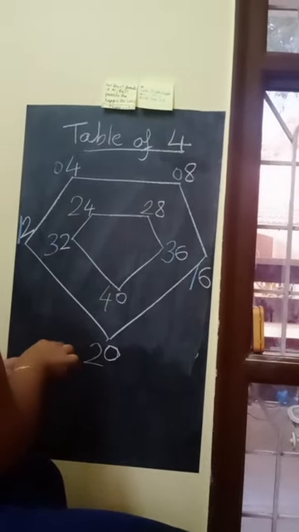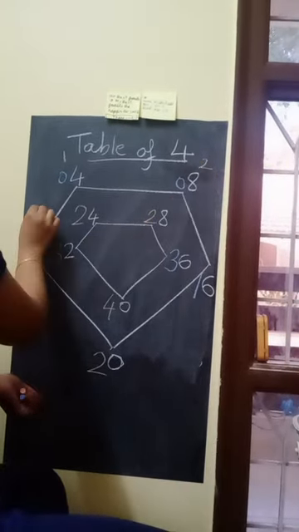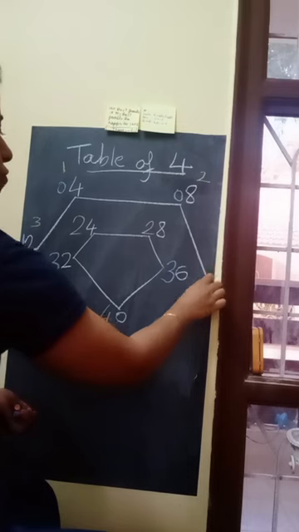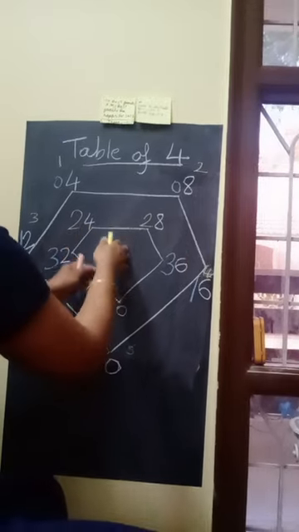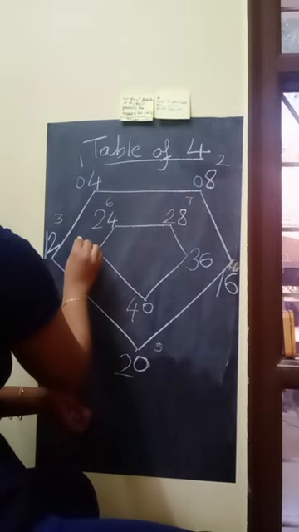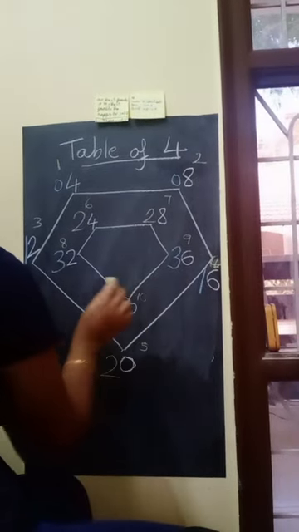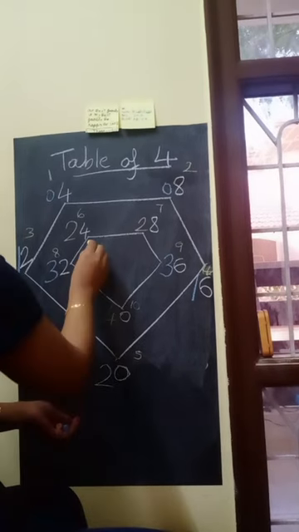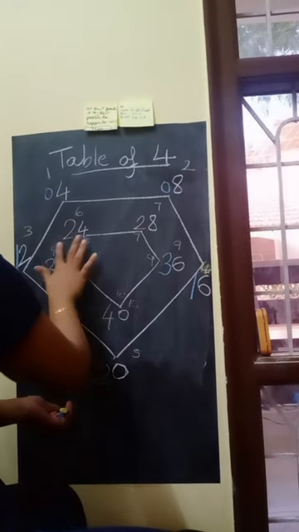Now with this, what will we get? 4 ones are 4. 4 twos are 8. 4 threes are 12. 4 fours are 16. 4 fives are 20. Then we will go to the small diamond. 4 sixes are 24. 4 sevens are 28. 4 eights are 32. 4 nines are 36. 4 tens are 40. This is the 4 table. If you want, you can write here also. It will be easier for you to understand.